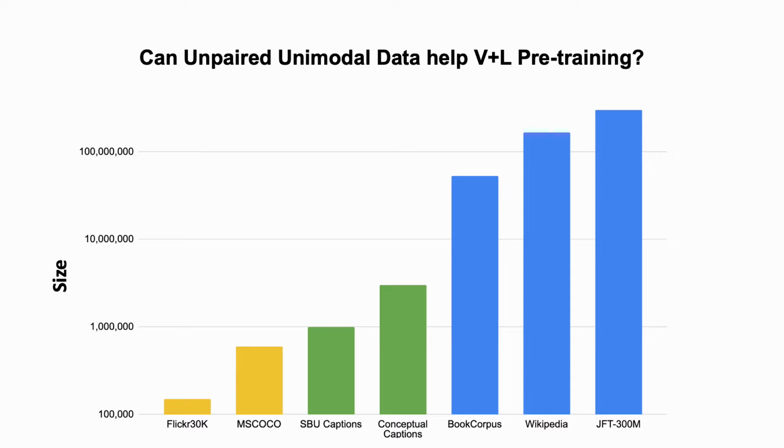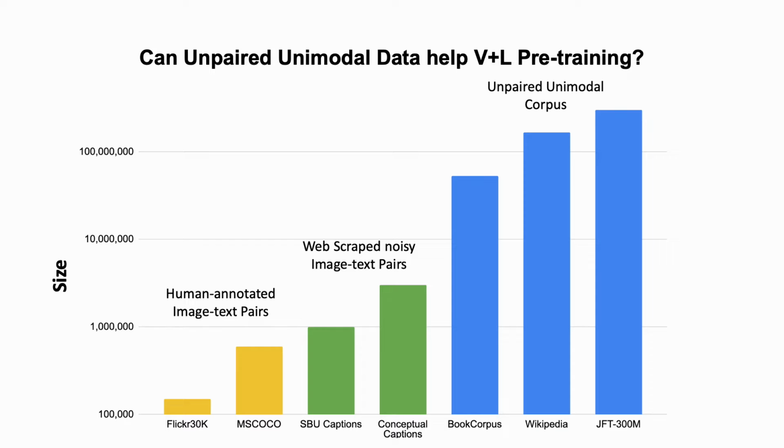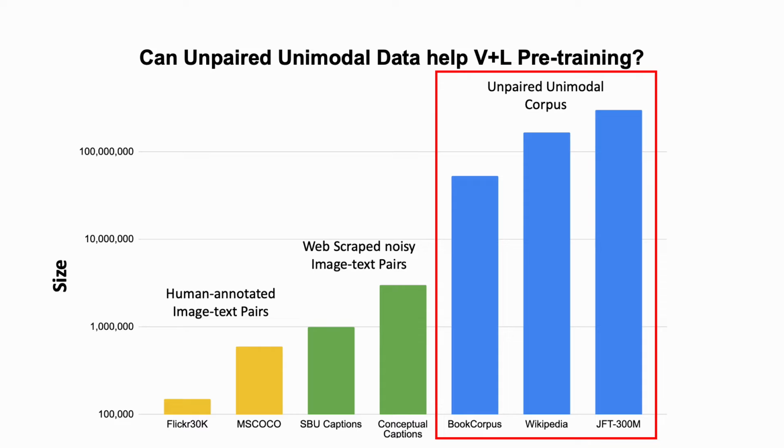Previous V+L pre-training work mainly used human-annotated image captioning datasets such as MS-COCO, or noisy image text pairs scraped from the internet like Conceptual Captions, as a pre-training corpus. However, there are even larger amounts of unpaired image or text corpus such as BookCorpus and JFT-300 million that can potentially introduce more multimodal context and knowledge, but are not well explored to help vision language pre-training. Thus, we take a step further.